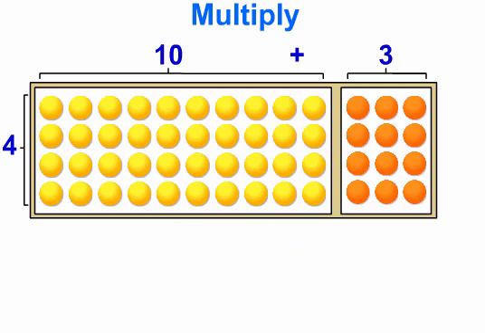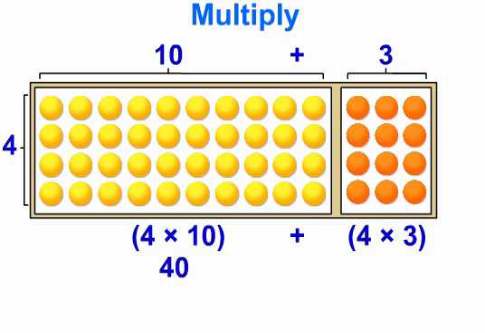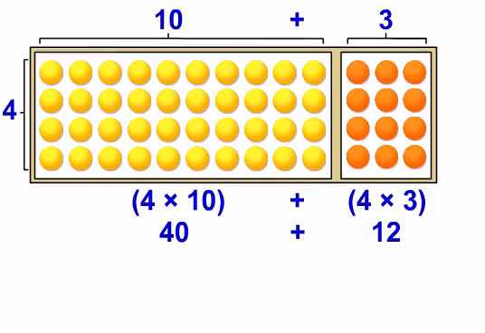Rewrite 4 times 13 as 4 times 10 plus 4 times 3. This is useful because it is easier to find 4 times 10 plus 4 times 3 mentally than it is to find 4 times 13. So, 4 times 13 is 52.